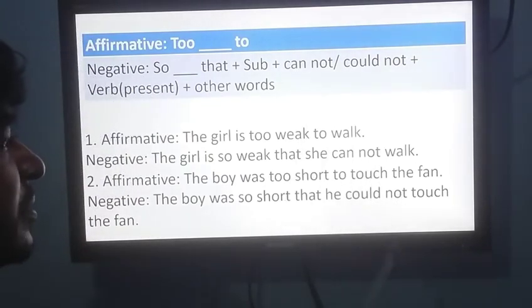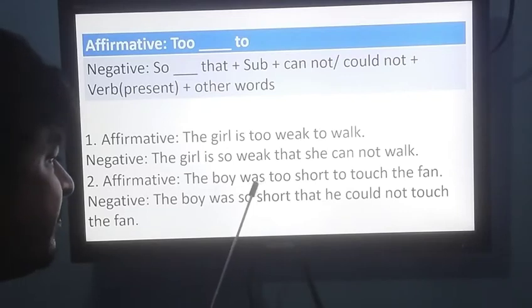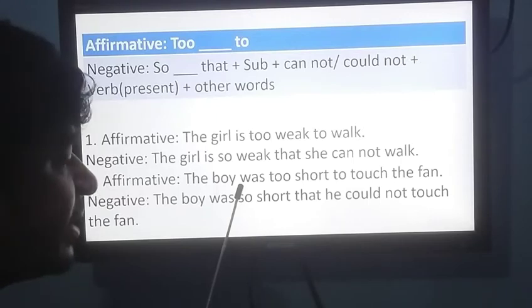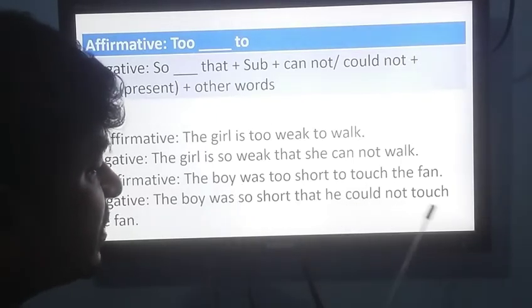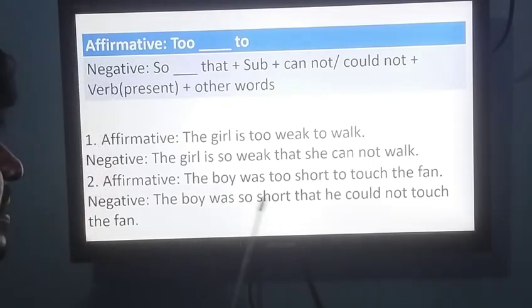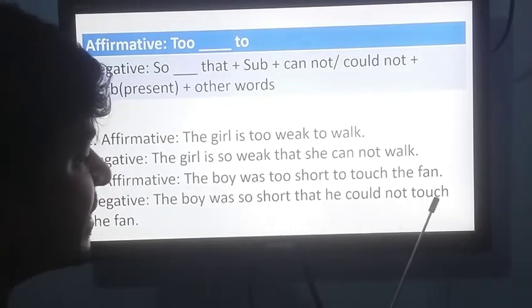Why? Because the sentence was in past tense. Here "was" has been used. So "was" is a symbol of past indefinite tense, and that's why we have used "could not touch" here. So the boy was so short that he could not touch.